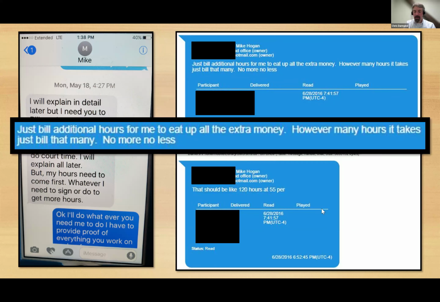This we had revealed from an extraction of a cell phone where Mr. Hogan had stated to this individual, just bill additional hours for me to eat up all the extra money. How many hours it takes, just bill that money, that many, no more, no less. So definitely get a clear state of mind of this individual and how they viewed this program as their personal account, and not what it was intended for, to serve the people of the county and child support enforcement, and also to compensate those that are actually doing the work.